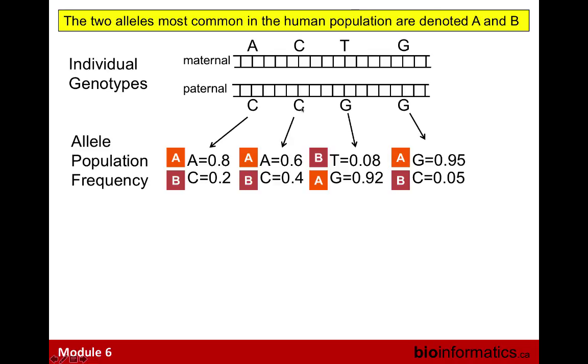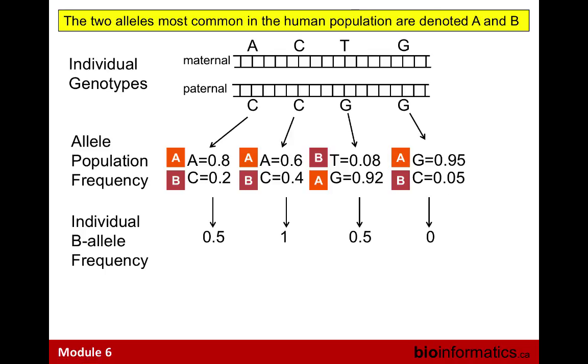So this CC position, most people, 60%, would have an A. So the A allele is not present. This site has the C, which is the B allele. And similarly here, we see an AB where now the G is the major allele, and so we set that one to A. And similarly here, we can see which one is A and B based on population frequencies.